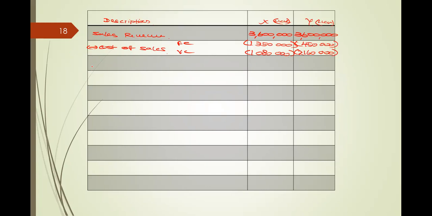Then we can deduct selling expenses. Fixed cost and variable cost. Tell me the fixed cost.